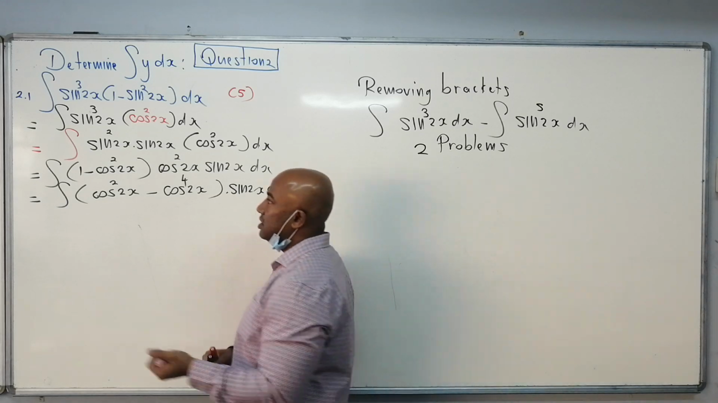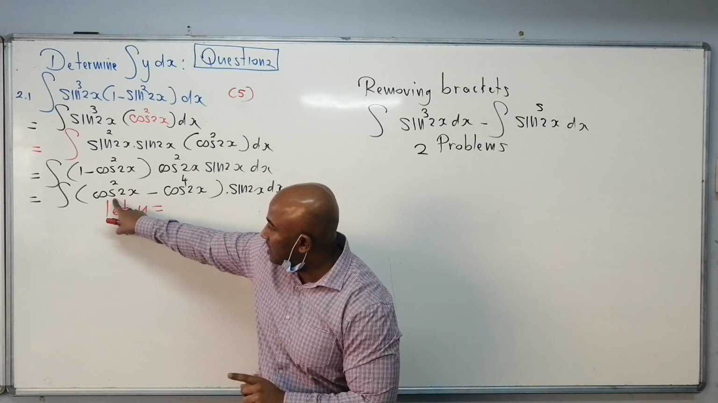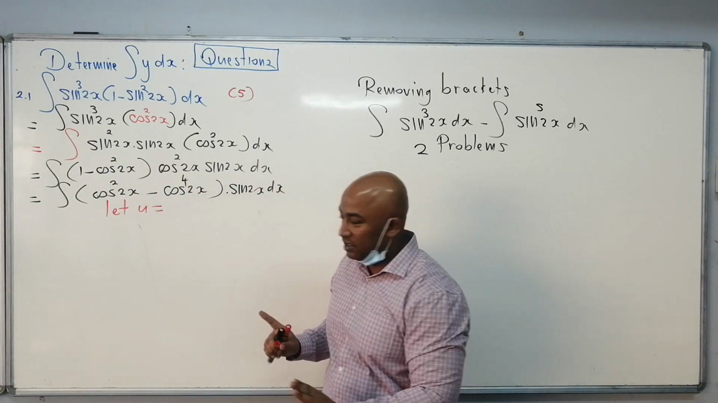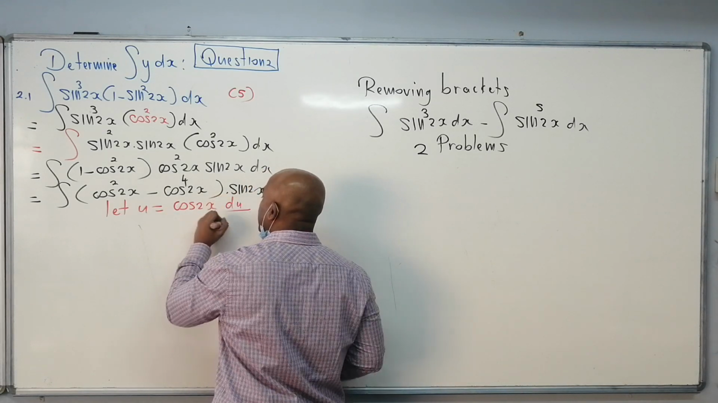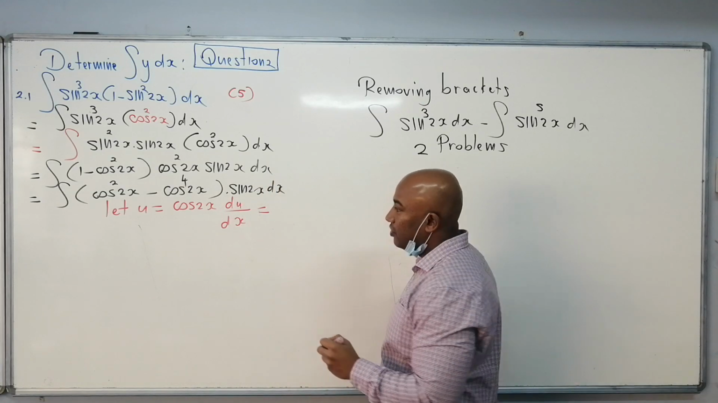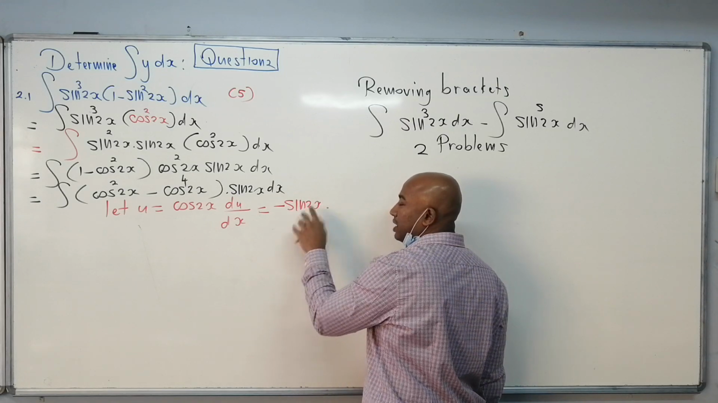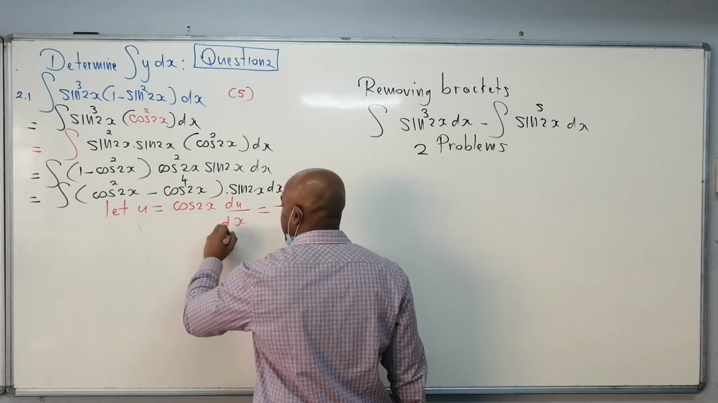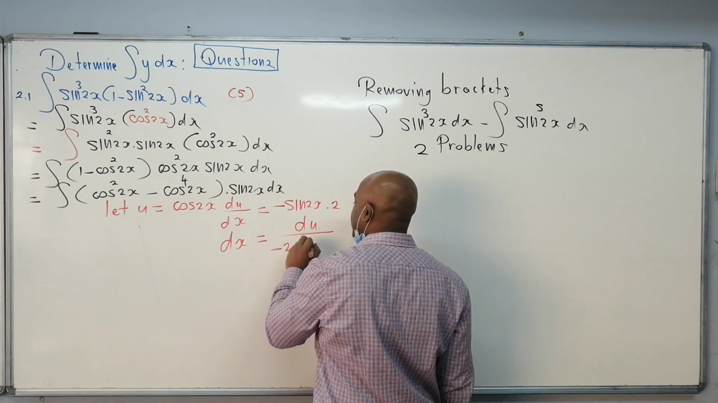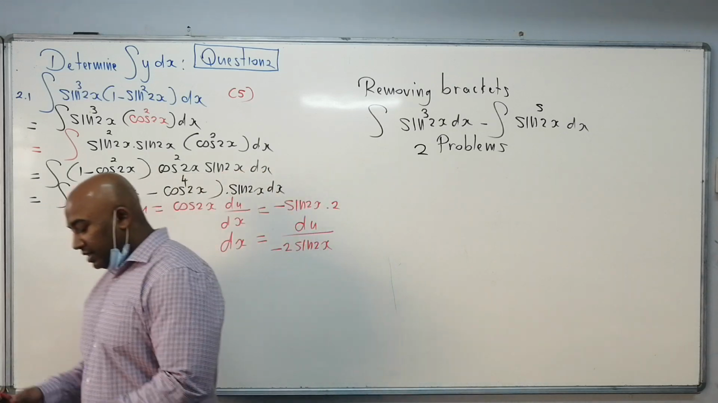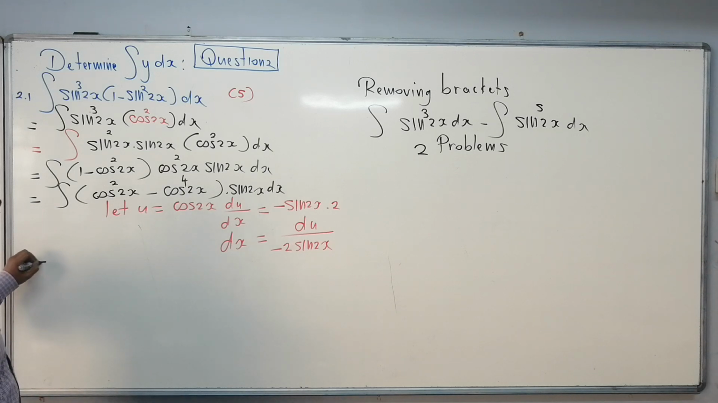Okay, let me just do the u substitution here because most of you will be using u substitution. You can see the derivative of cos is going to be minus sine, it will cancel. So if I let u equal to cos 2x, then du over dx, the derivative of cos will be minus sine 2x times the derivative of 2x, which is 2. Make dx the subject of the formula, and that will be du divided by minus 2 sine 2x. This is u substitution. Takes long, but let's do it.